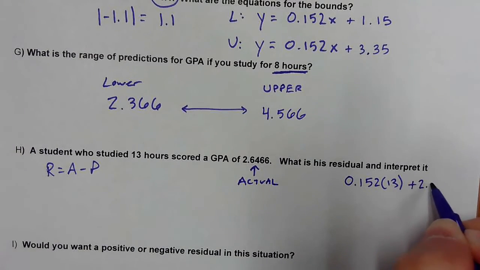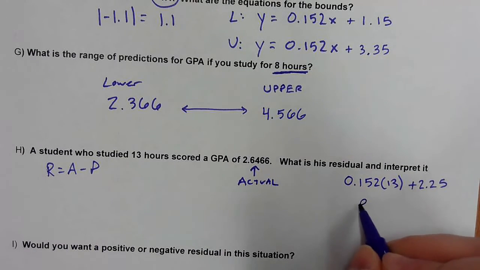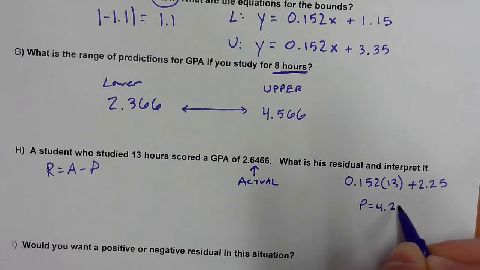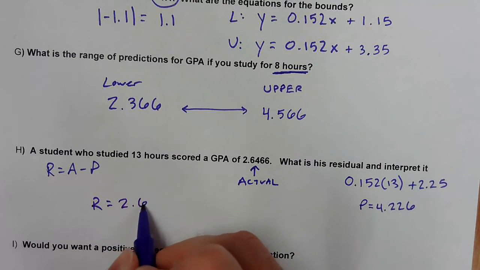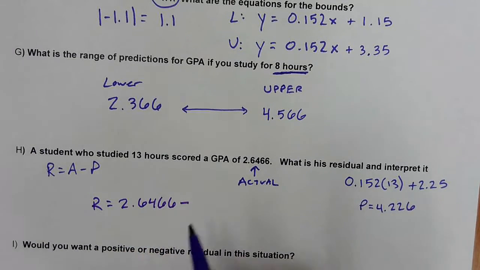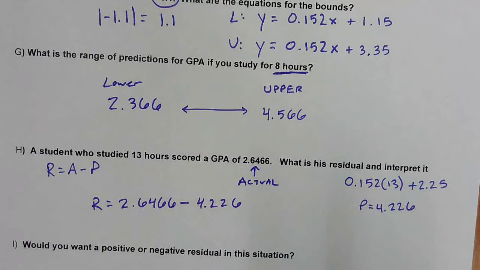So that was plus 2.25. 0.152 times 13 plus 2.25. This gives us a prediction of 4.226. So my residual will be 2.6466 minus 4.226. This gives me a residual of negative 1.57.